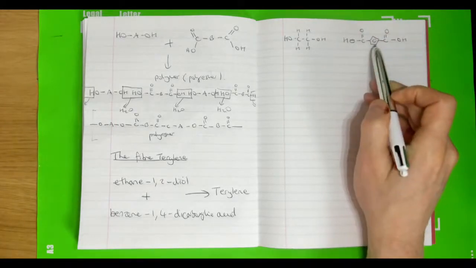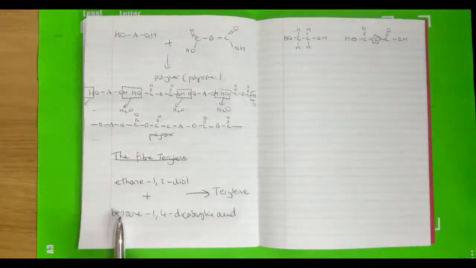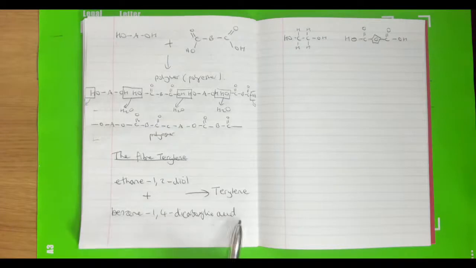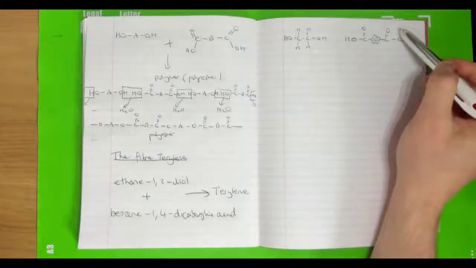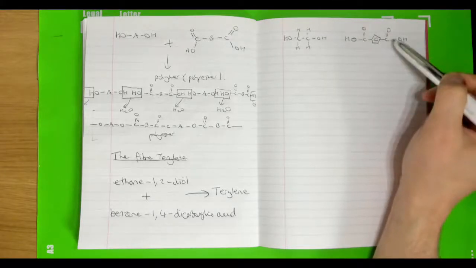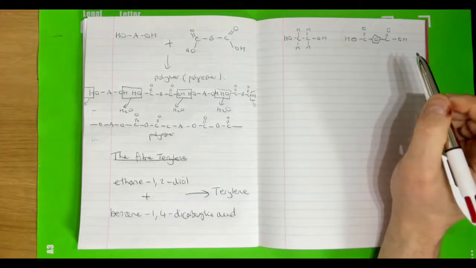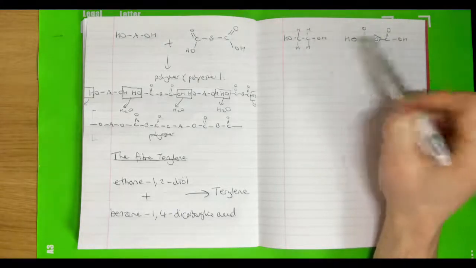So I've got a benzene ring in here. So B, in this case, is just a benzene ring. So it's called benzene 1,4-dicarboxylic acid. So I have a carboxylic acid group here, at positions 1 and 4 on this benzene ring. I'm only going to draw 1 monomer of each.